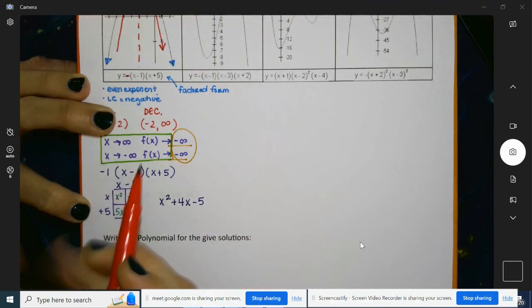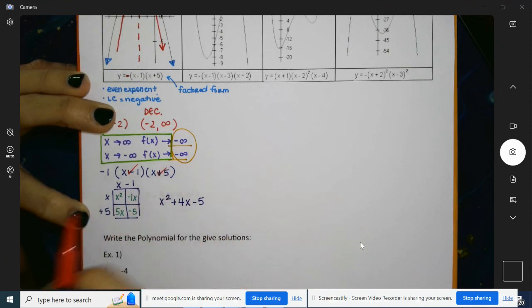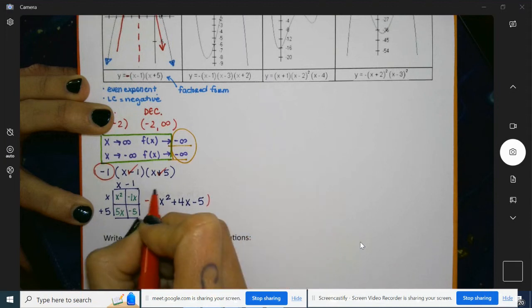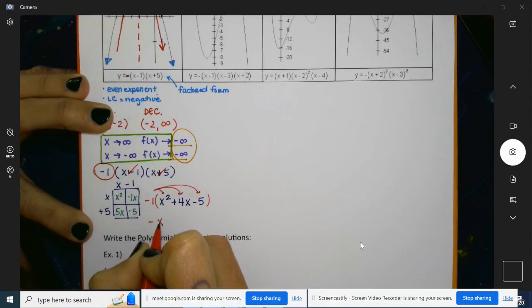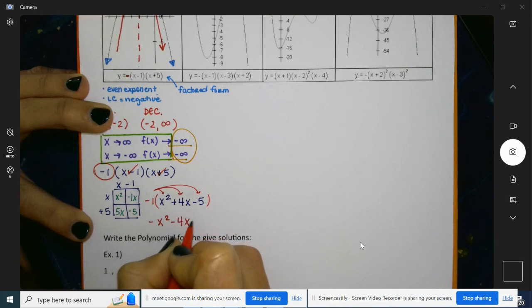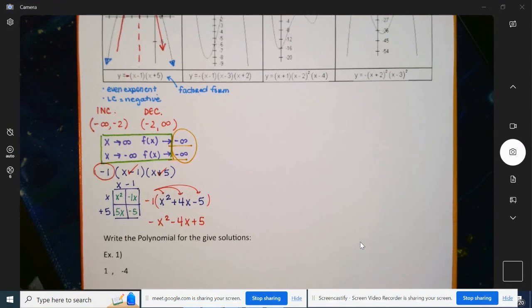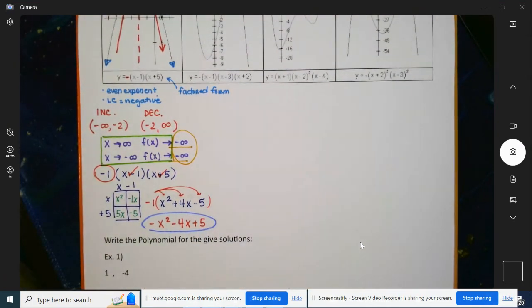Perfect. So this is my first binomial, so I took care of this one. This is my second binomial, so I took care of this one. The only thing left is that -1, which is just going to change the symbols of everything through. So -x squared minus 4x plus 5 is our answer to this problem for the polynomial not in factored form.